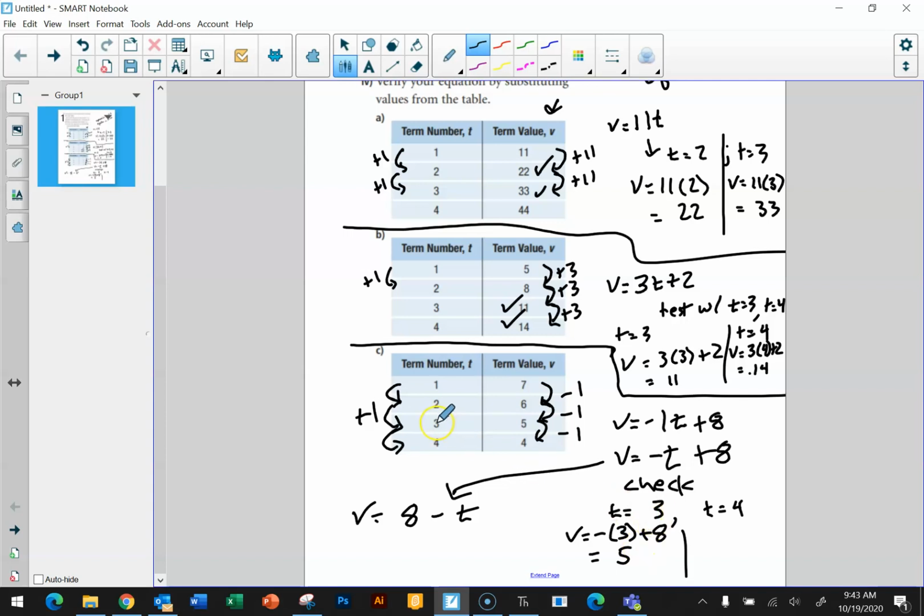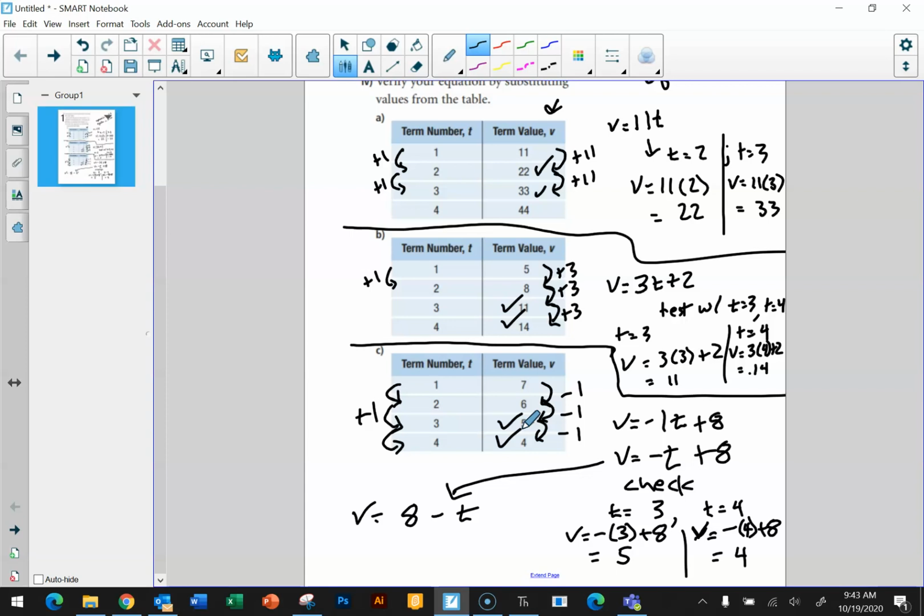So then we'll check our number. For t equals 3, we do get 5, so that checks out. Now let's check with t equals 4. So it's v equals negative, and then the t would be 4, plus 8. So v equals -4 plus 8 equals positive 4, and that checks out as well.